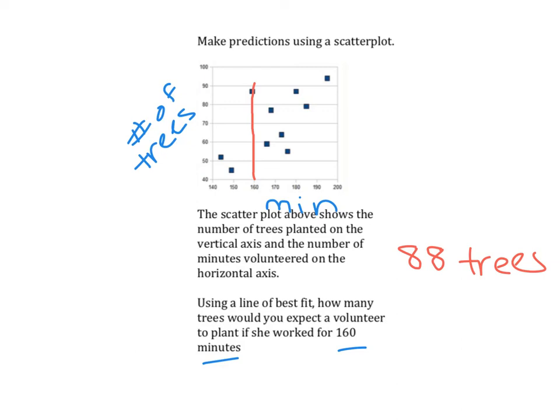So in this lesson, we took a look at finding correlations in a scatter plot, writing equations for the line of best fit, and then making predictions using a scatter plot.